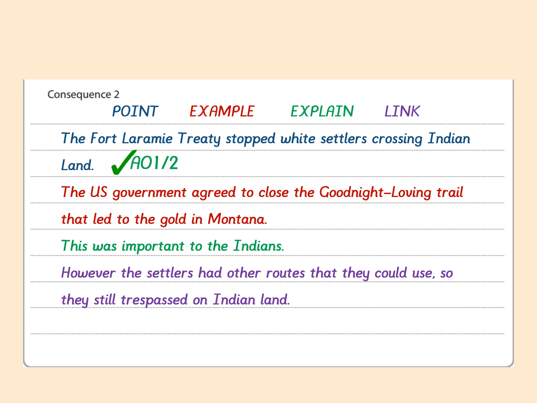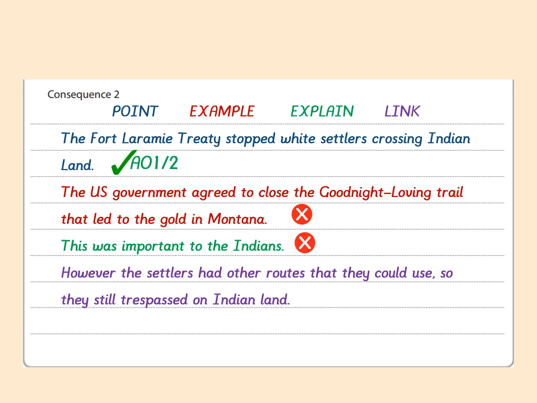Here's where it starts to go wrong, though. That is incorrect. Yes, the government did agree to close one of the trails, but it was the Bozeman Trail, not the Goodnight Loving Trail, which was a cattle drive north. So that is something that I've got wrong. You wouldn't lose marks for having the wrong information in there, but crucially as well, you won't gain any marks for your AO1 knowledge there either.